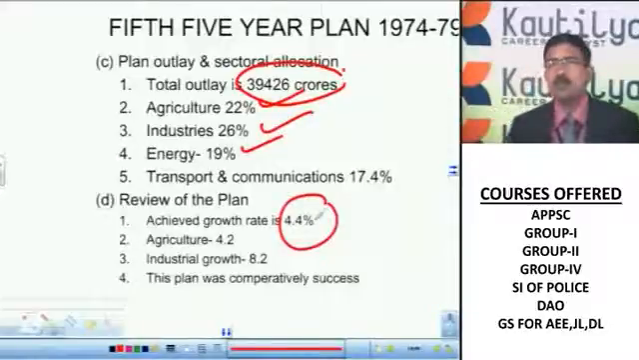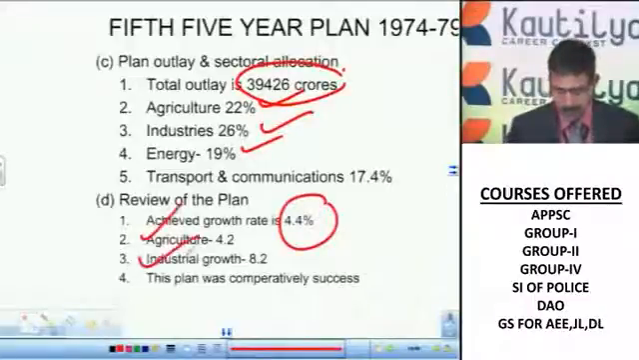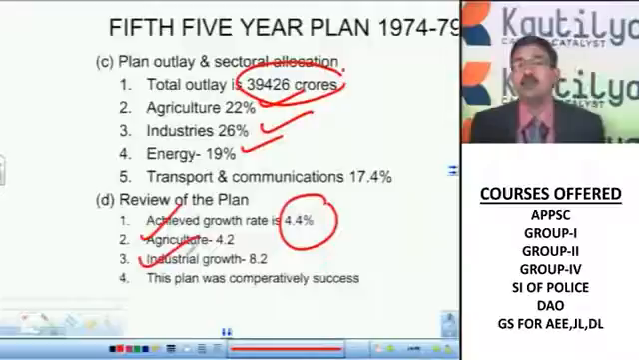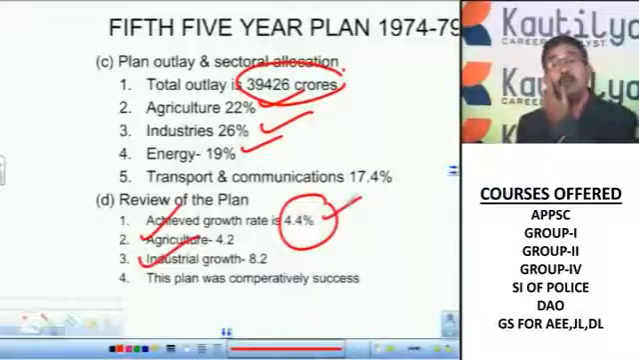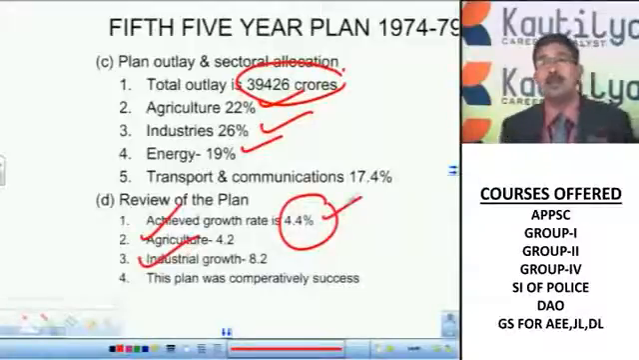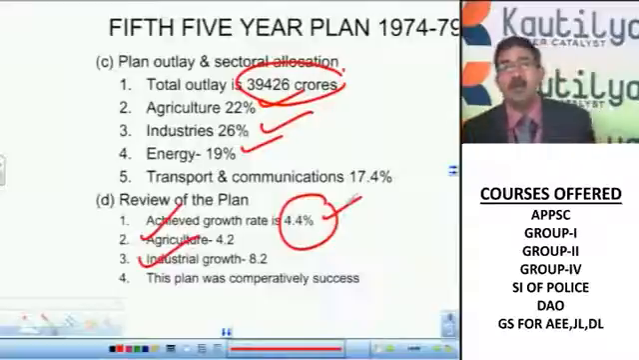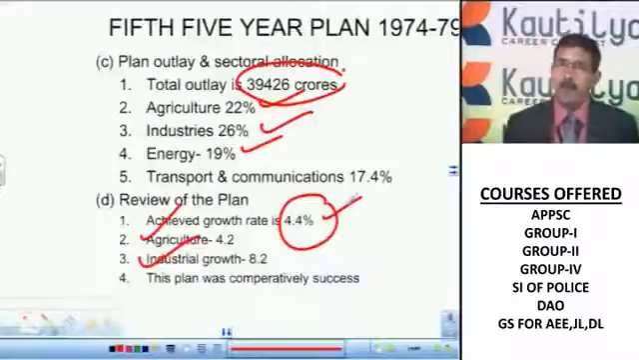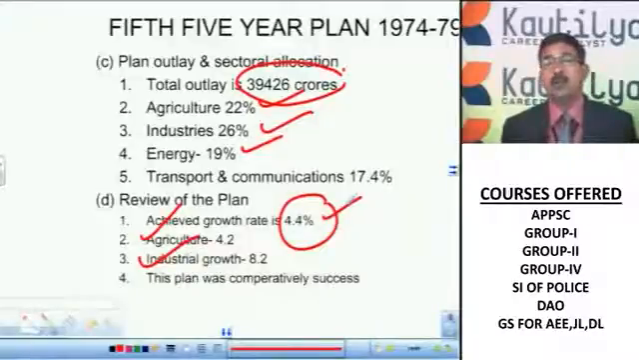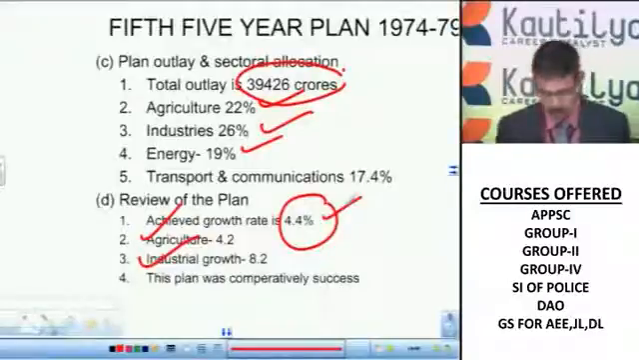The 4.4% growth rate was achieved because India achieved much growth in two important sectors, agriculture and industries. Agriculture grew by more than 4%, industry grew by more than 8%. Added to these two, the achieved growth rate became very good. So friends, the thing to note is that the failure of the fourth plan was attributed to the negative growth in these two sectors, namely agriculture and industry. When they grew, the growth rate was achieved. So this is to be noted here. So the plan is a comparatively successful plan.